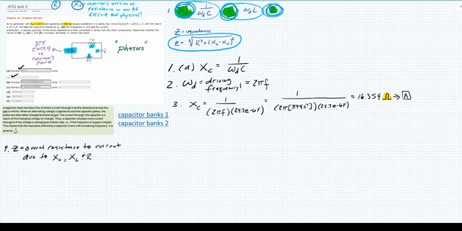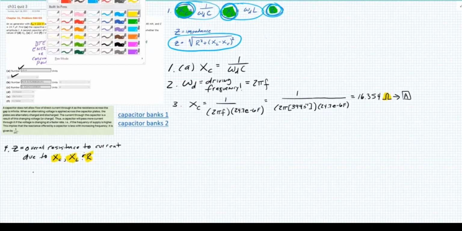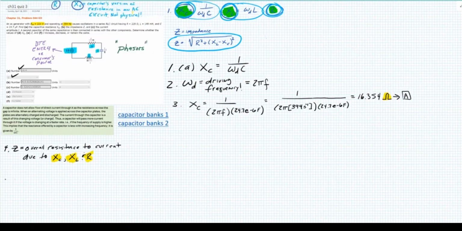So this is electromagnetic in nature. This is physical in nature. I know I said that before, but right. So we need to find out what is the total resistance here. It's Z equals Pythagorean theorem. Pythagorean theorem brought us to this point: R squared plus XL minus XC squared, which begs the question, what's XL?